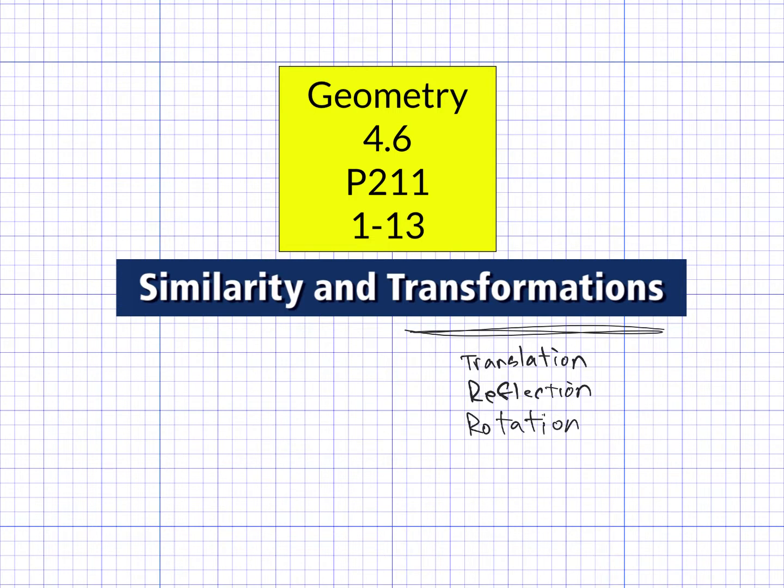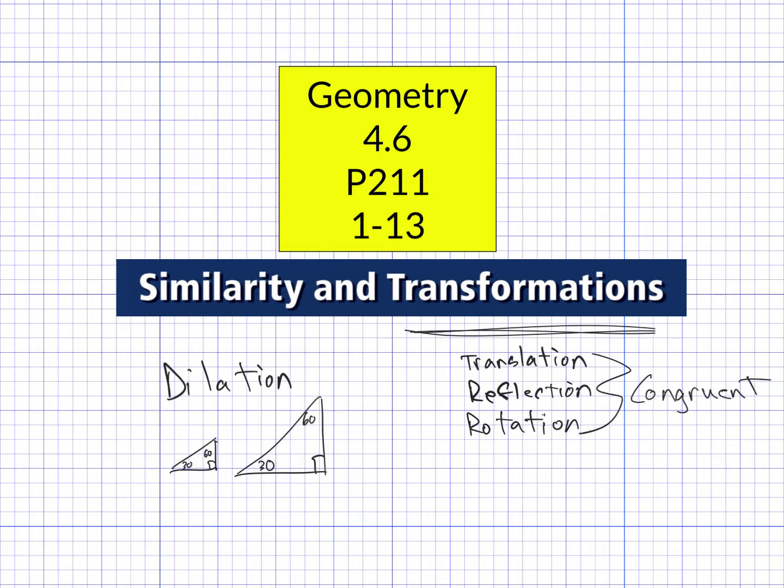But when you get to dilation, the shape is the same, except the lengths of the sides all change. So we can have a right triangle, and let's say this is 30 degrees and that's 60 degrees, and we blow it up, you still have 30 degrees and 60 degrees, but the lengths of the sides still change. So the angles stay the same on dilation. That's similarity, okay? This is congruent, okay? These are all congruent. All right, so now we're just talking about similarity and transformations. Let's go forward.